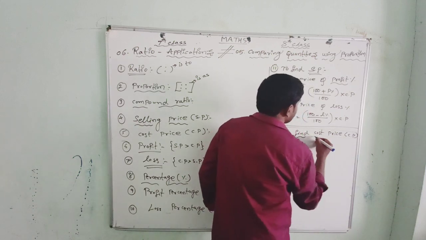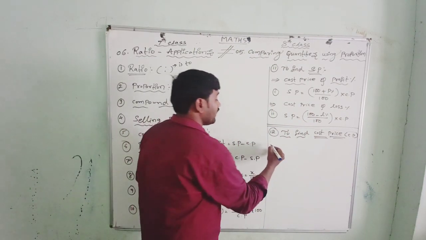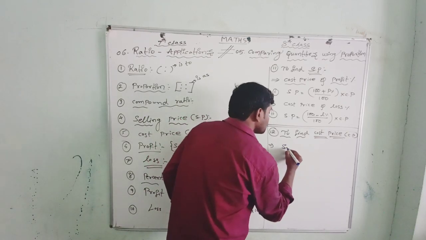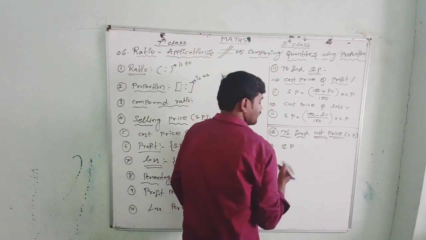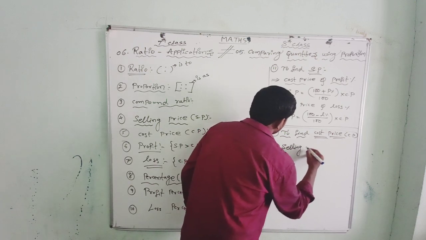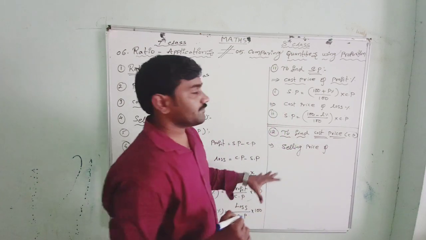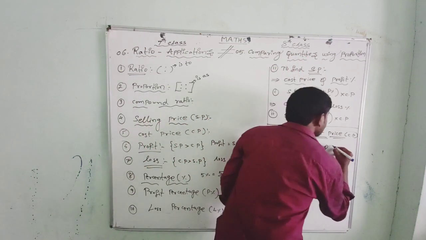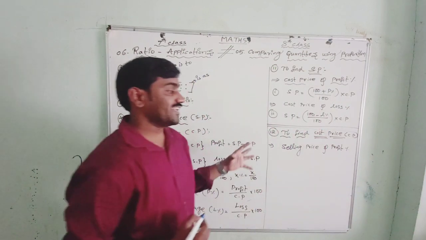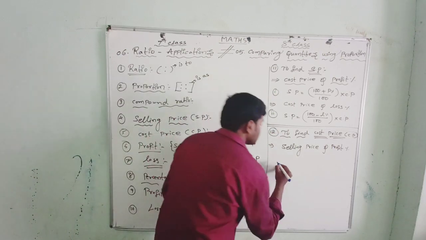To find the cost price. How to find out the cost price? See, to find out the cost price, when the selling price and the profit percentage are given, how do we find the cost price?